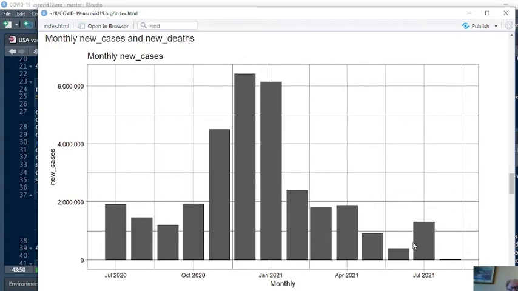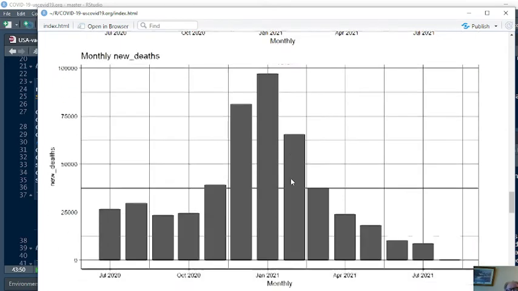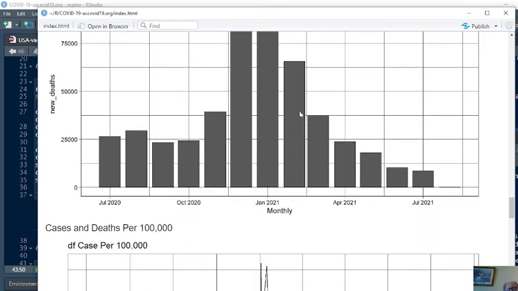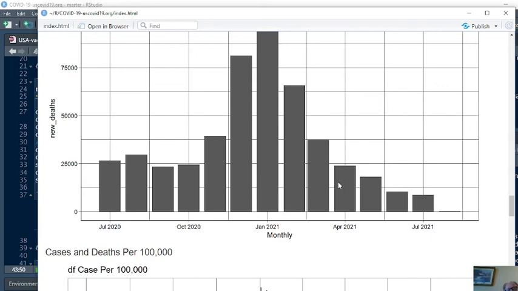This is monthly cases. July was not a particularly good month, although it's well below some of these numbers back over here. Deaths is the best news. Look at this: 1, 2, 3, 4, 5, 6 months in a row, the U.S. has had COVID-19 deaths decline for 6 months in a row. That's the numbers we need to focus on.